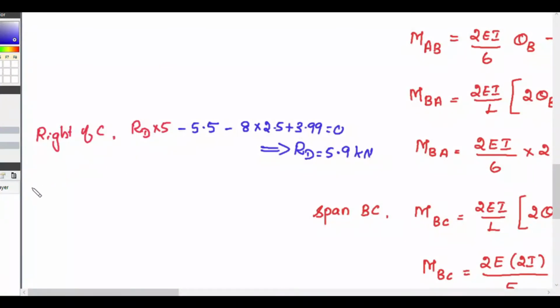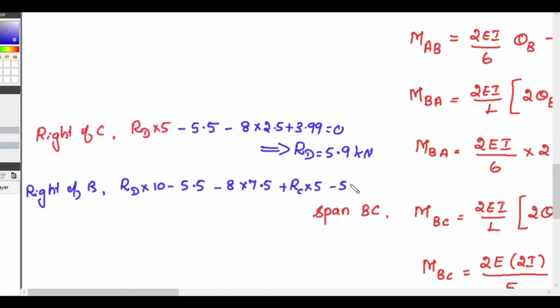Okay, we'll write here. We are considering the right of B. So while considering the right of B, it is RD into 10 minus 5.5 minus 8 into 7.5 plus RC into 5 minus 5 into 3 plus 4.64 equal to 0, from which we get RC is equal to 3.37 kilonewton.